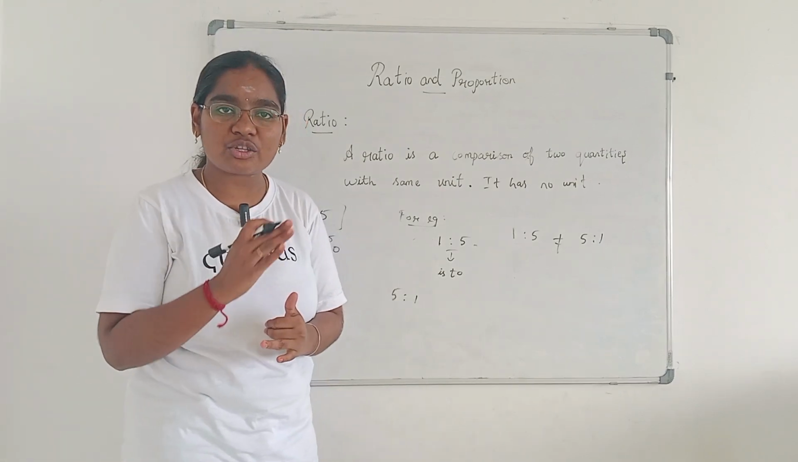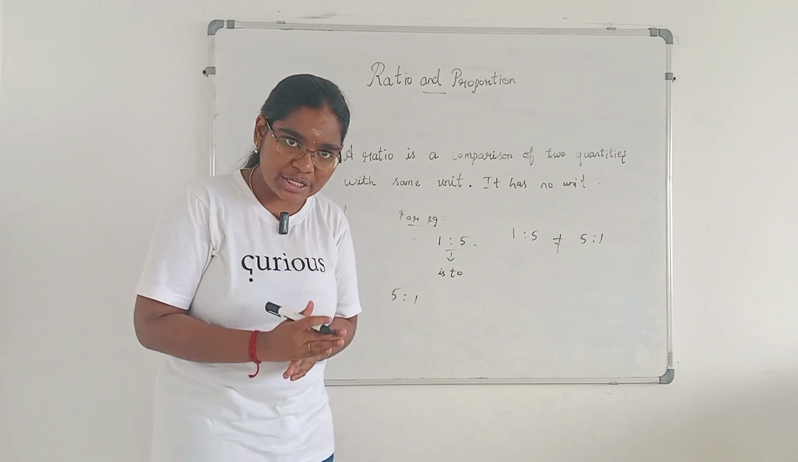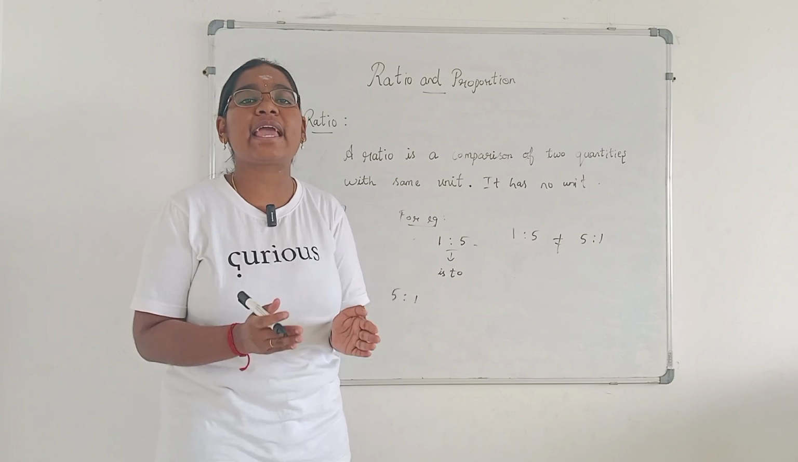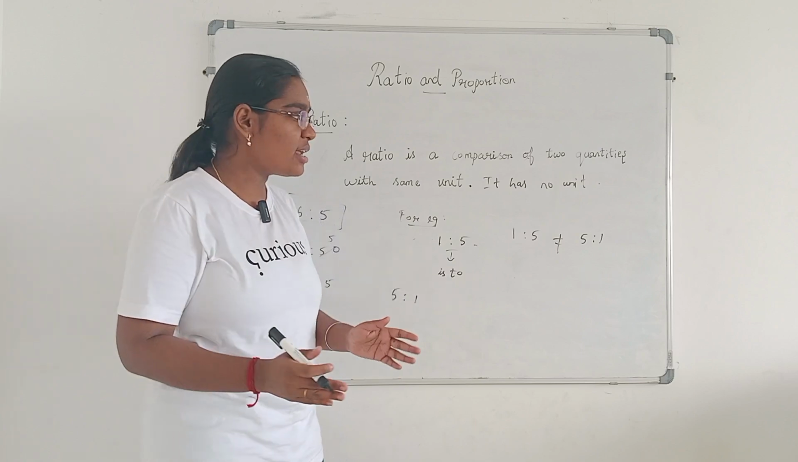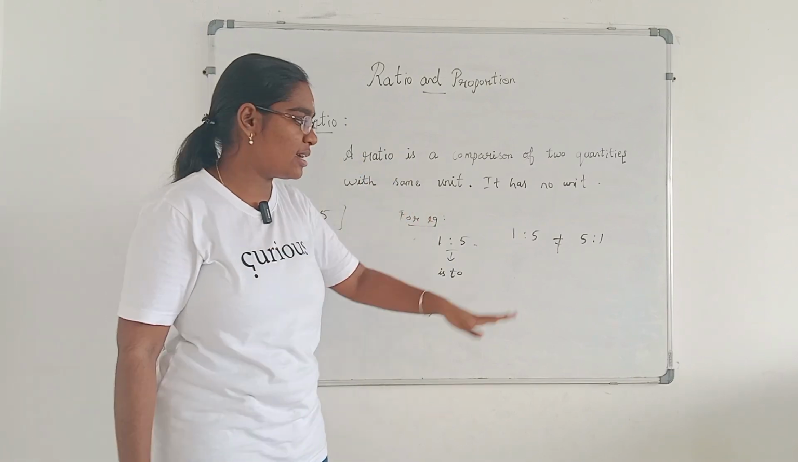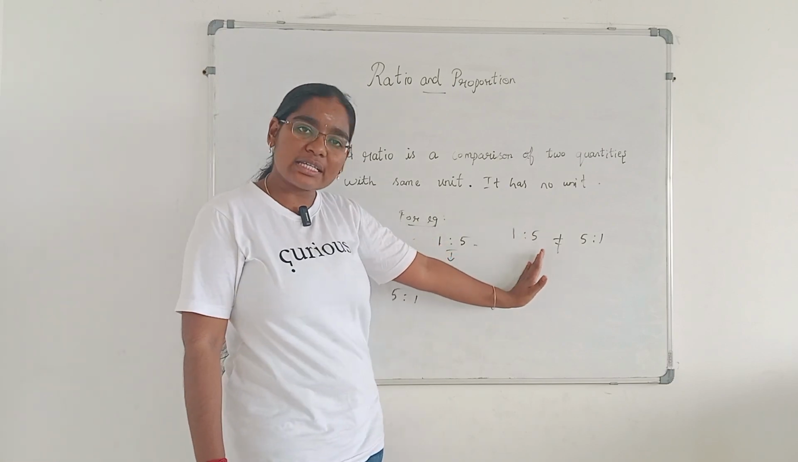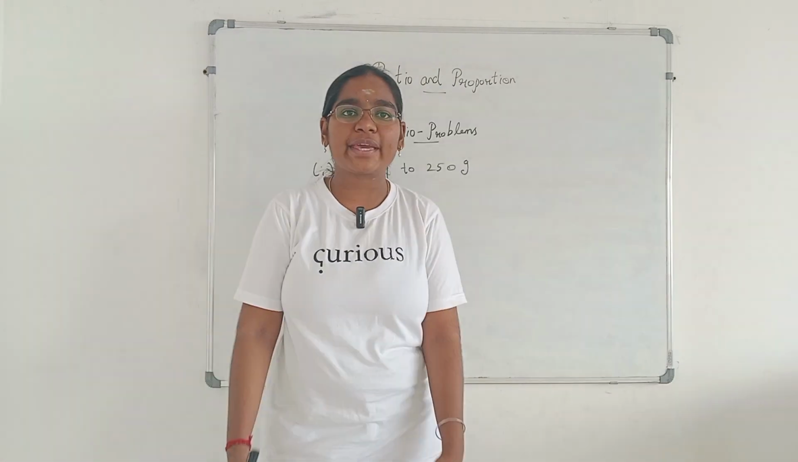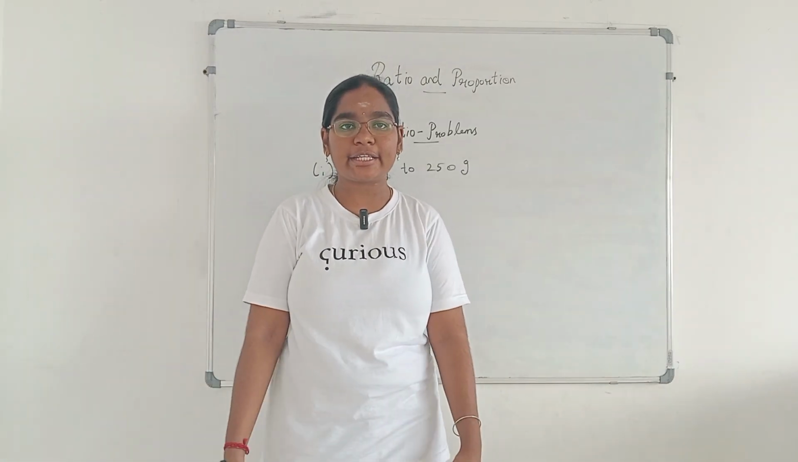Okay, a ratio has no units, and in a ratio we compare quantities of the same unit. And a ratio can't be reversed. That means 1:5 is different from 5:1. Now we can deal with some problems related to ratio.